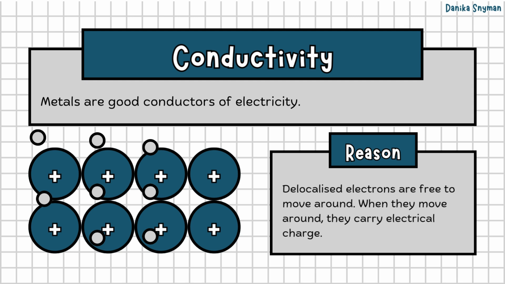That's why when you move your hands up and down, like on a carpet or something, and you touch someone, you will get a shock because it moves. That makes electric charge. That is why wires are made of metal, because metal conducts electricity better.